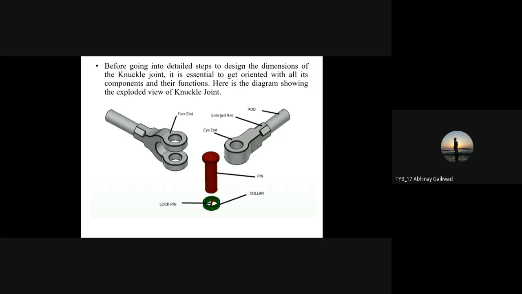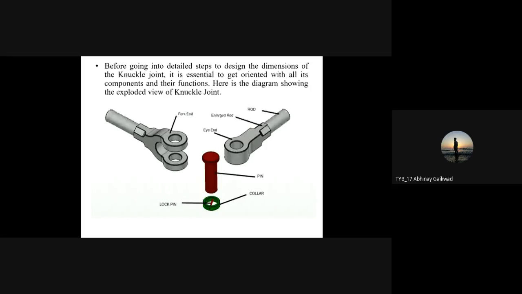It will be transmitted to the second part through the pin to fork or eye. Suppose here we consider that the fork end is the end from where you want to transmit the tensile force. One end is connected to the axle and the other end is connected to the trolley. So we are going to consider that the tensile force is provided through the rod to the fork end.